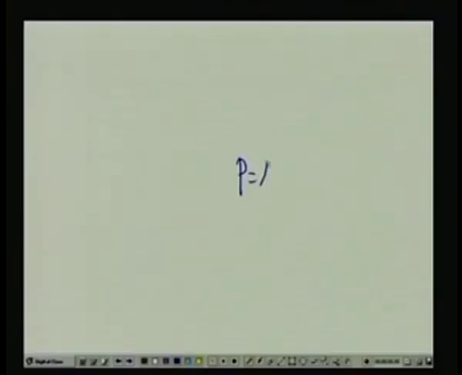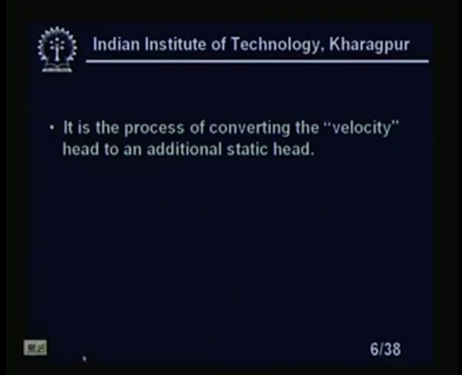That means, as you know, the liquid pressure is usually defined as P equal to h into d into g. So, if you divide by d and g, obviously, if I write the Bernoulli's equation in terms of height, it will all be in head. So, that is the reason sometimes we call it head. It is the process of converting the velocity head to an additional static head, right, because velocity is becoming 0, the pressure is increasing. So, that head is also increasing.